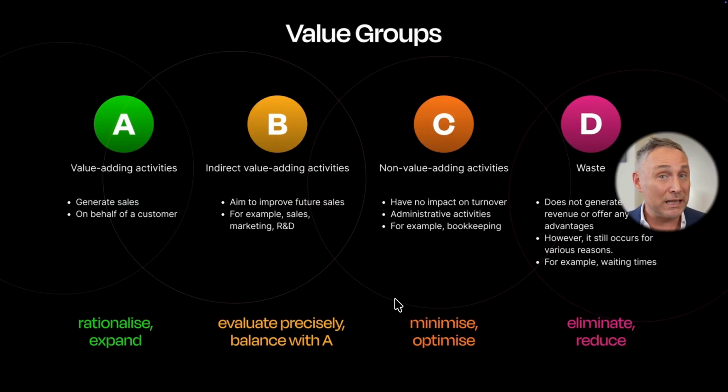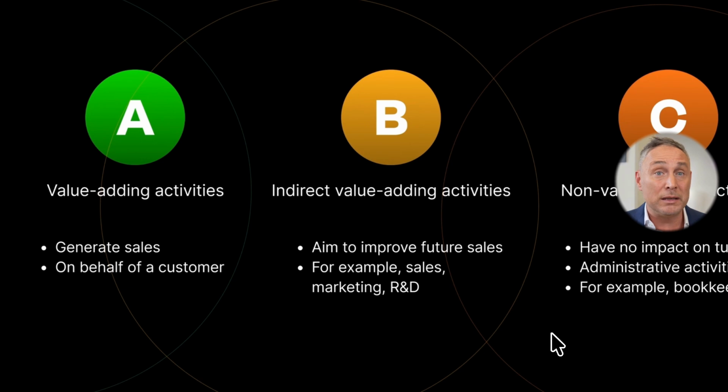I'm now showing a second visualization. You see 4 categories: A, B, C, and D. These are the value groups. They help you allocate the capacity available in your company strategically at any time. Value group A is green. These are value-creating activities. They bring revenue and are done on behalf of a customer. These are your external projects. This is where you make money.